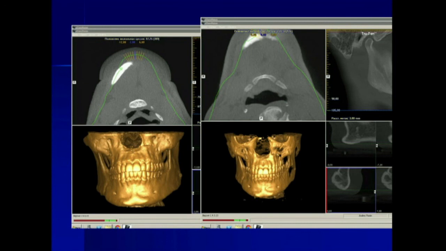We can check the changes of bone after this surgery. We can see minimal defect of bone at the left side, but I hope it's not the full defect. I hope it's spongious bone and it's not visible at the 3D reconstruction of computer tomography. And changes of face before, after orthognathic surgery, after bone removing.